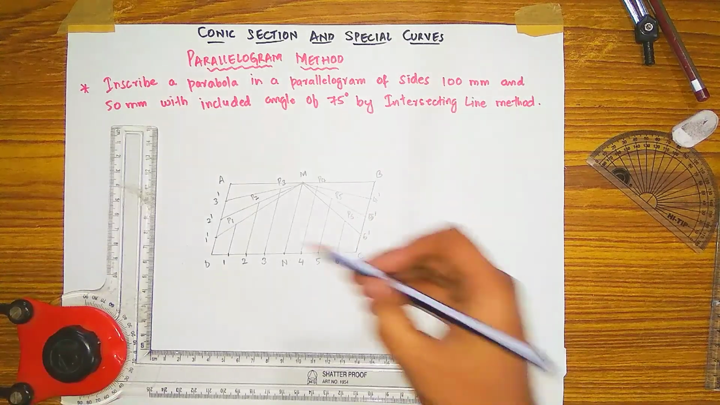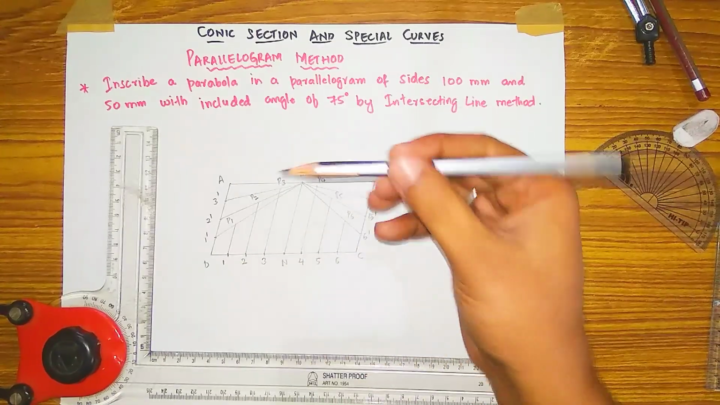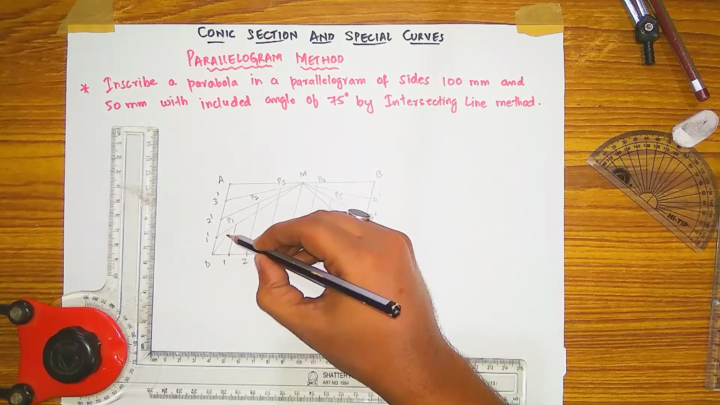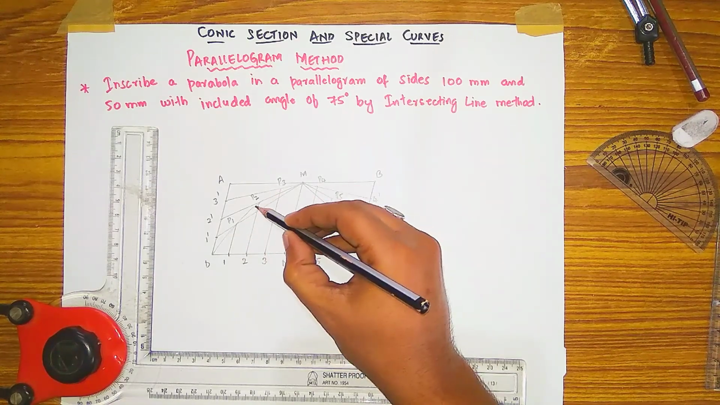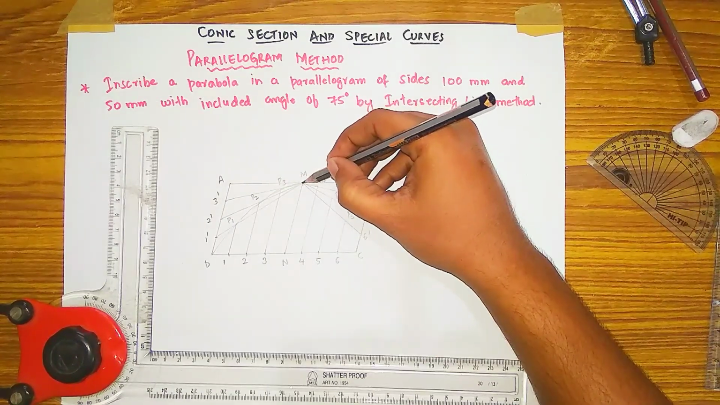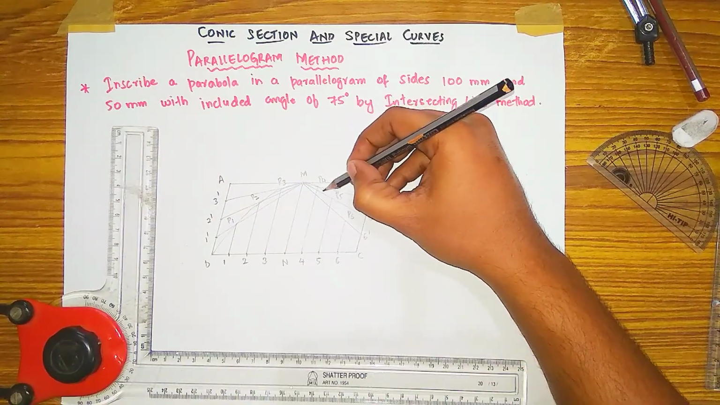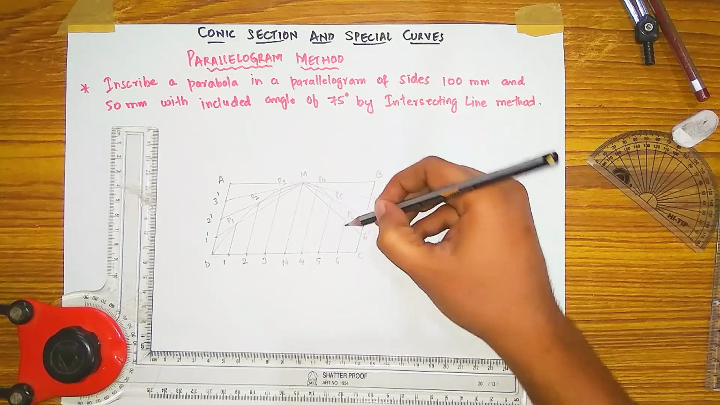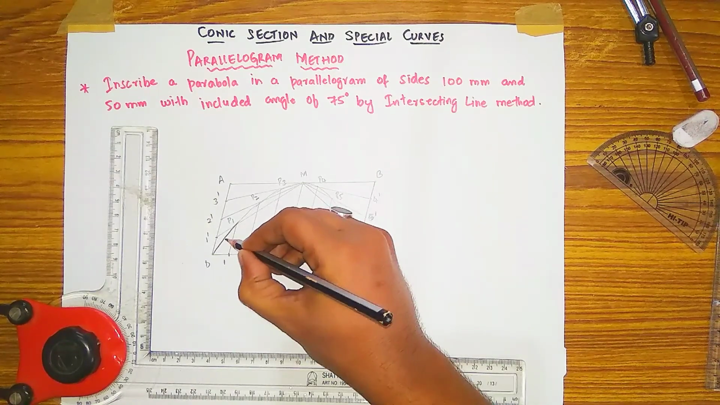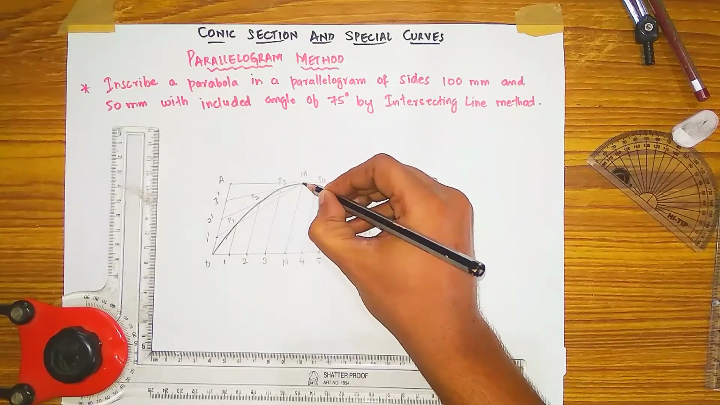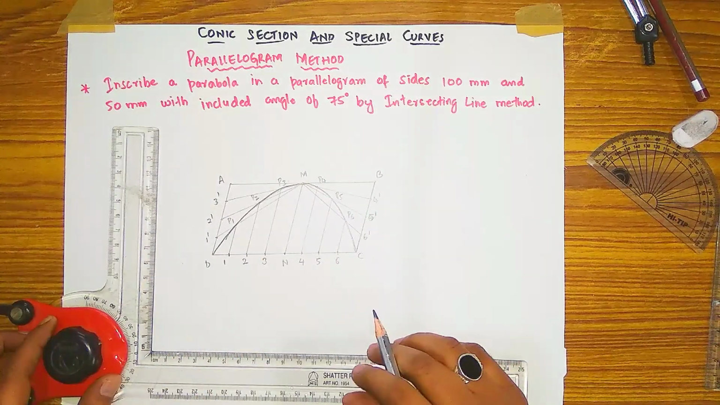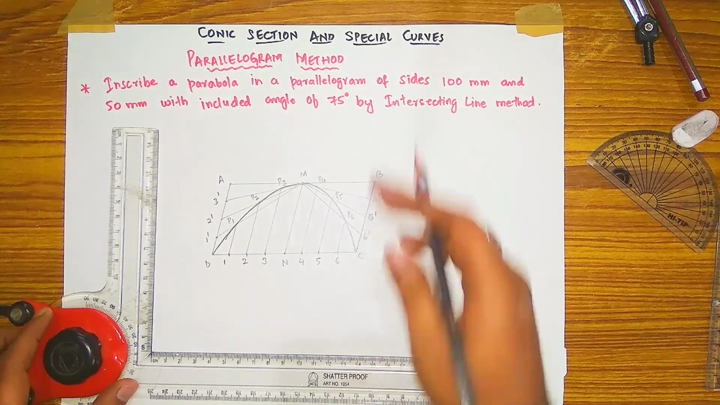After marking the points, draw a parabola with your free hand. For example, starting from D to P1, P1 to P2, P3. First draw the curves as faint lines, then continue to P6, then C. Now darken this parabola like this. Your complete solution of the parabola by the parallelogram method is constructed.